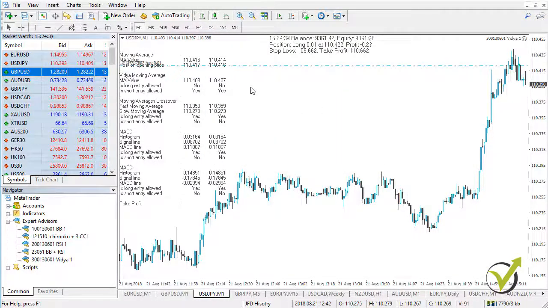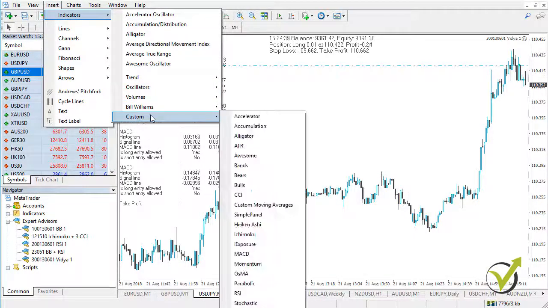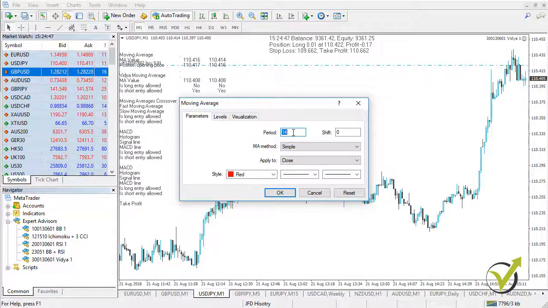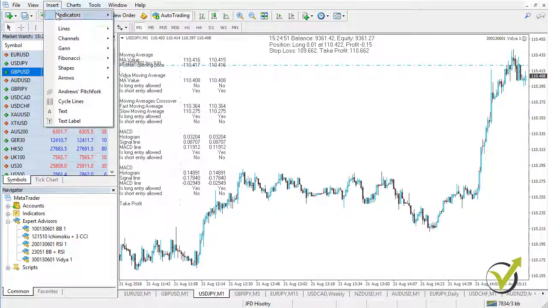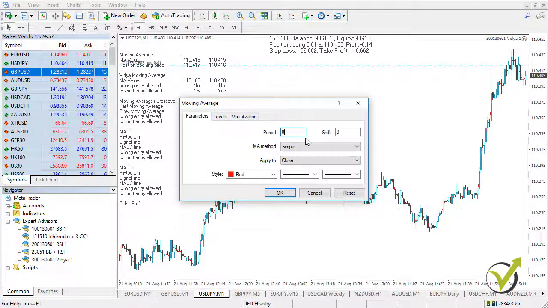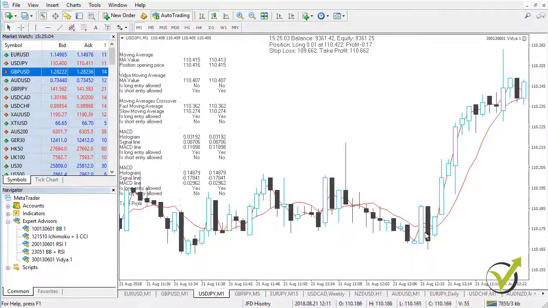Okay, so how you do that on MetaTrader? Very easy. You just insert indicators and you go to trend and you go to moving average. So if I put one moving average period of 2, and if I place one more with period of 8, I will have the very same effect like the moving average crossover. So if I just zoom, you will see that I'm having the 2 moving averages and they cross. And this is the very same thing as having a moving average crossover indicator.